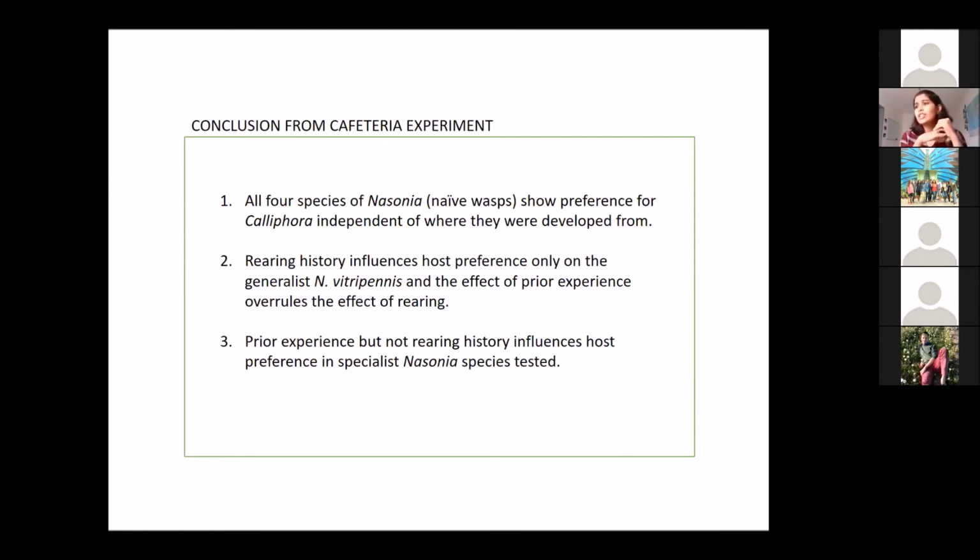This could indicate that the generalist species are more plastic in their behavior. And the third point is that prior experience has an effect in all the 4 species, but the rearing history does not have an effect on the specialist species.